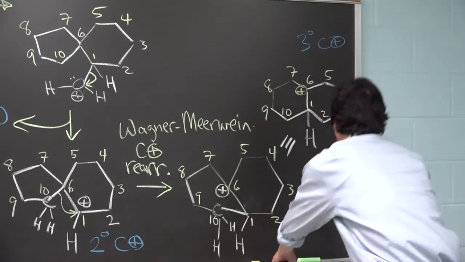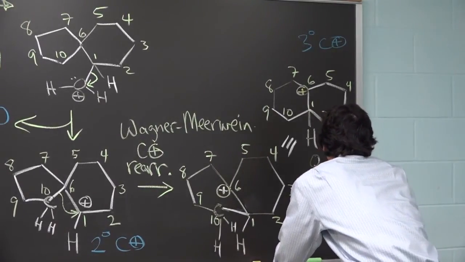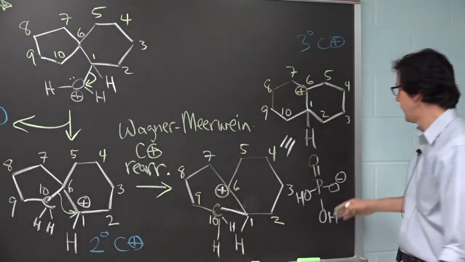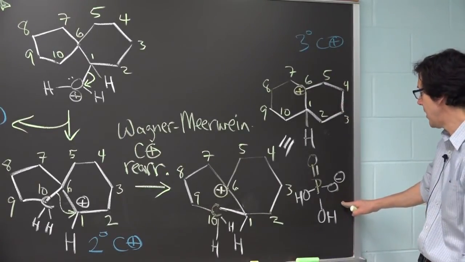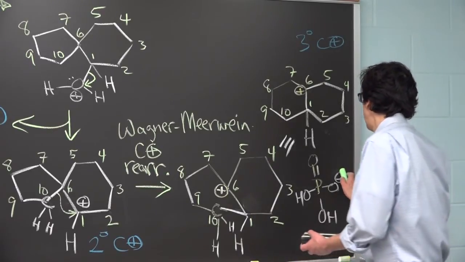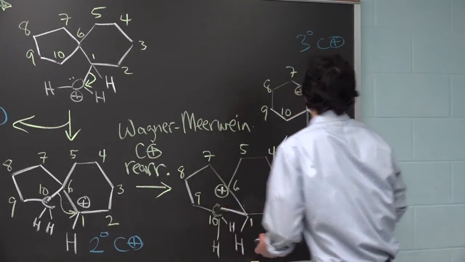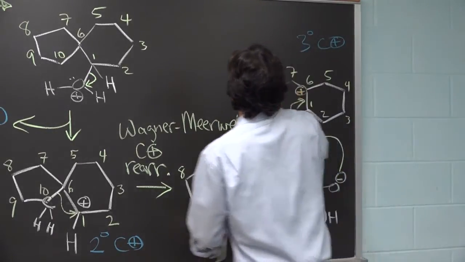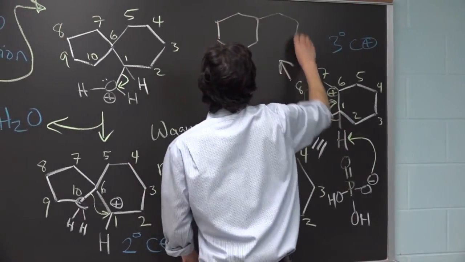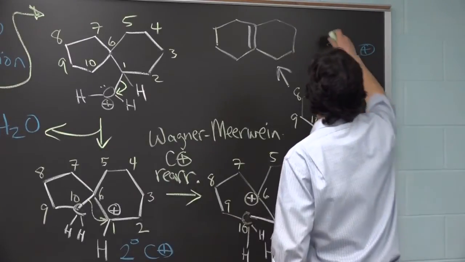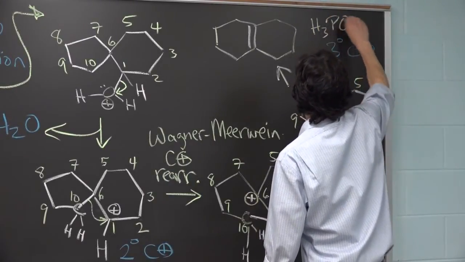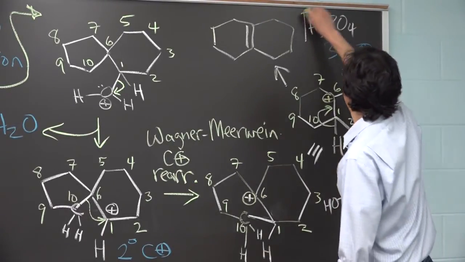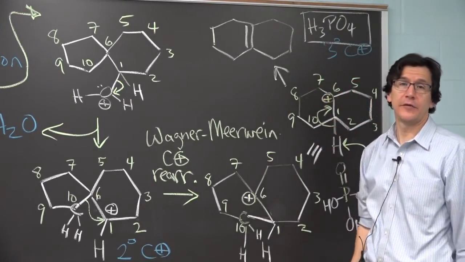The best base that I have in the reaction mixture for removal of that hydrogen is the conjugate base of phosphoric acid, which I generated in the first step of my mechanism. And so now I can just finish off this mechanism by removing this proton, making the double bond. That takes me to the final product. There it is. And then the other thing that has been regenerated is phosphoric acid, H3PO4.